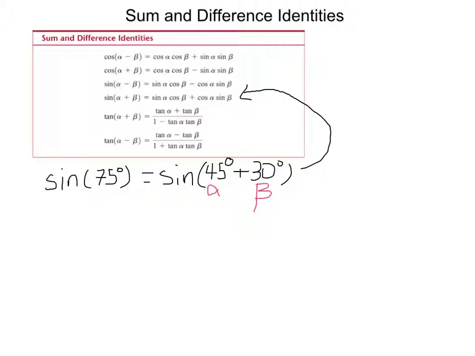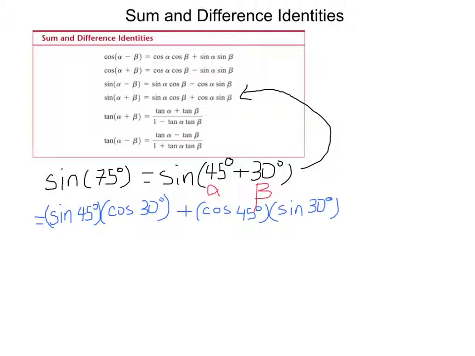Let's go ahead and apply this identity to our problem. So notice first you'll have sine of alpha. In this case it's sine of 45. Next we're going to use cosine of beta, which in this problem is cosine of 30 degrees. Next we have the plus, and then the cosine of alpha now, which is cosine of 45. Finally we have sine of beta.